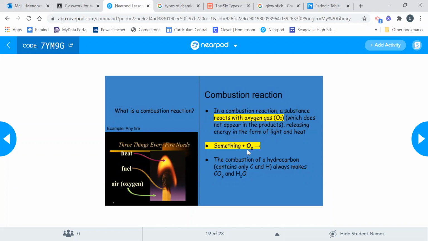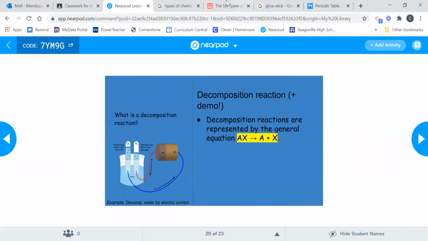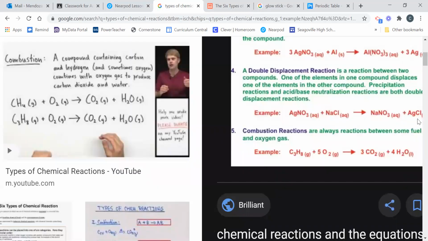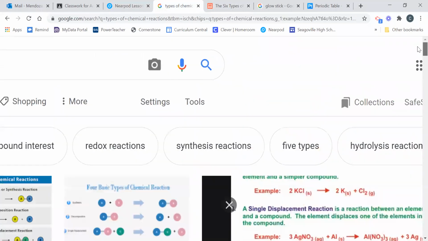So whenever you see an oxygen on the reactant side, which is the things we start with, it's going to be a combustion reaction. Second one, decomposition. So when we're talking about decomposition, we're talking about anything that is broken down.